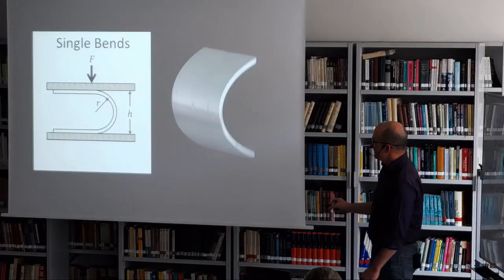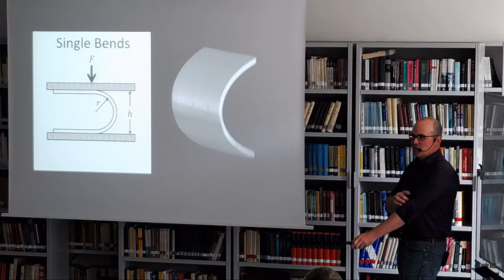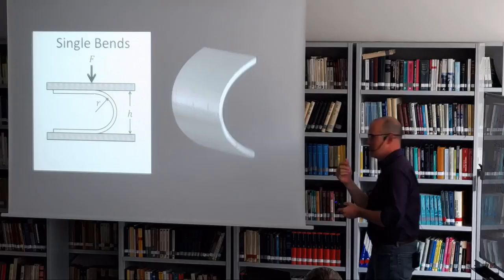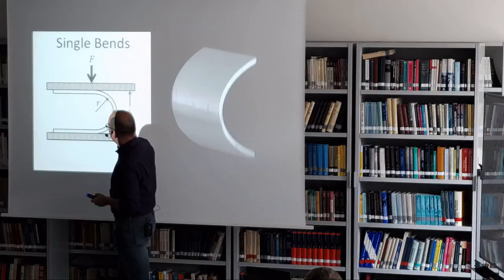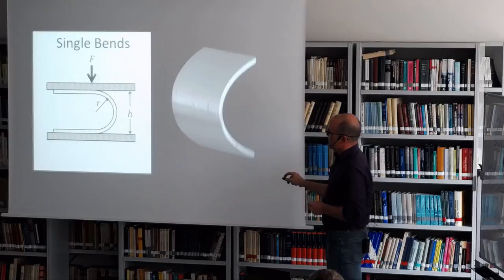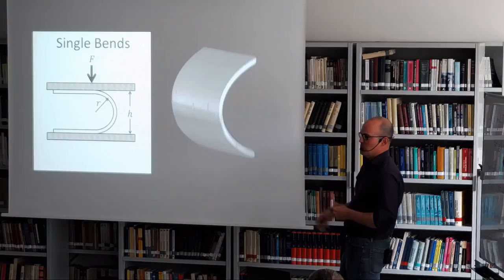So simple pieces are a good place to start, because hopefully you'll agree that even an experimentalist like me can understand something as simple as a single bent sheet, okay? So that's where I'm going to start, so at least you believe I know something, okay? So here we have our sheet. It's made into a simple bend like that. All there is there is curvature of some radius r. Again, we've separated our two parallel plates by some distance, and we're applying a load, right?